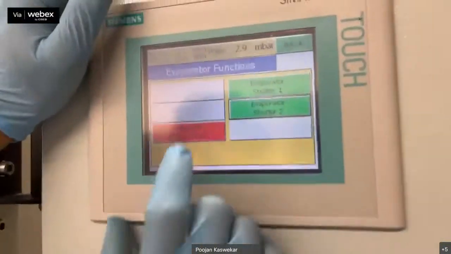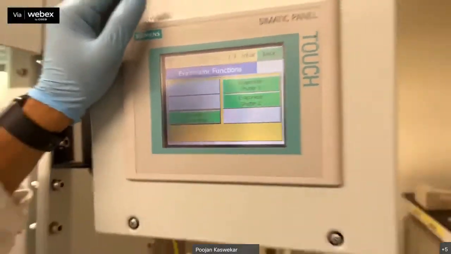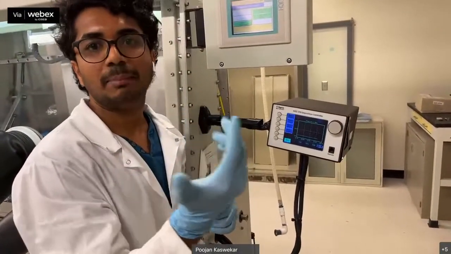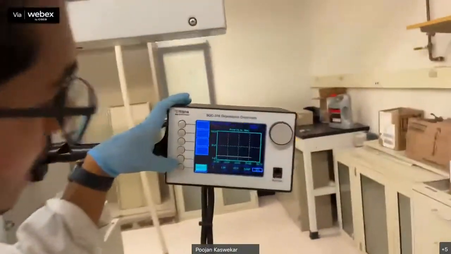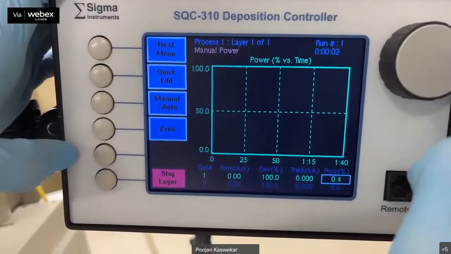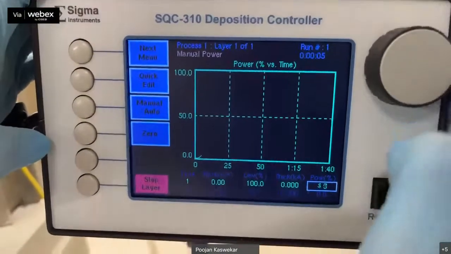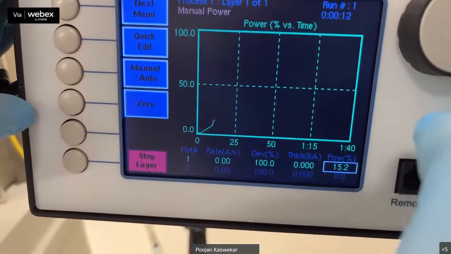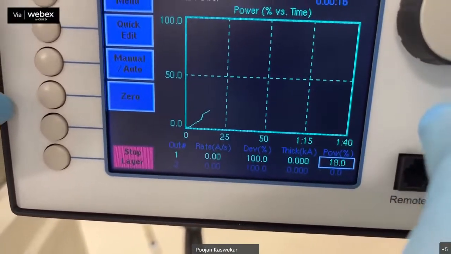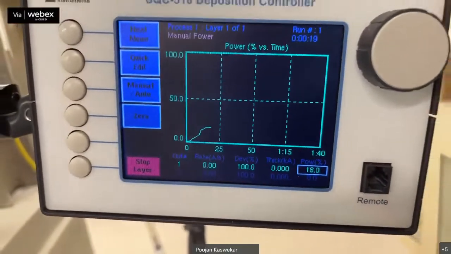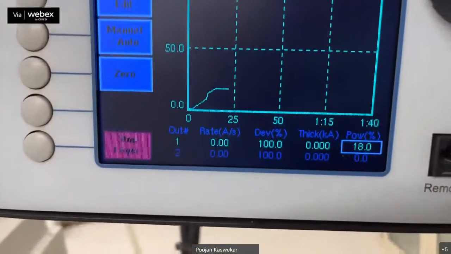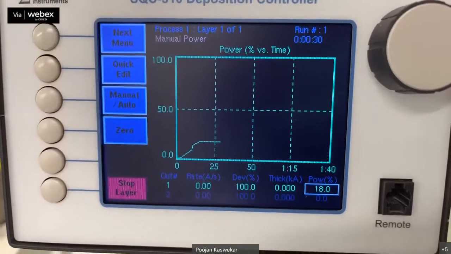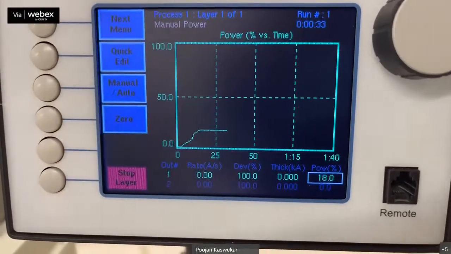In evaporator functions, we'll turn on the rotary holder. When the rotary holder is turned on, it helps us get an even thickness of the sample in every area. Then we'll start the process and increase the power till 18. We will wait for 1 or 2 minutes to get the boat heated up. The one where we place the silver is called the boat. Until the boat heats up, we'll wait for 2 minutes. Once the boat is heated up, we will open the shutter for silver deposition.